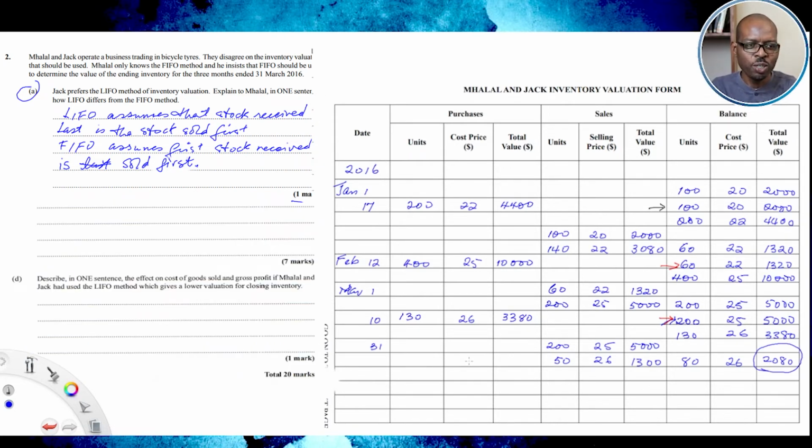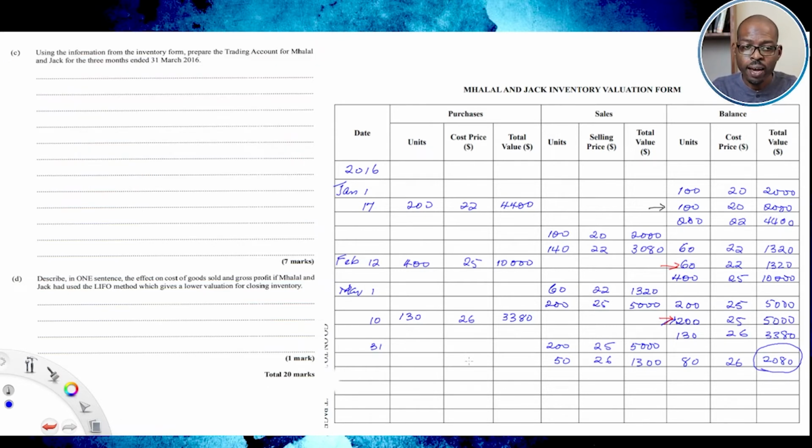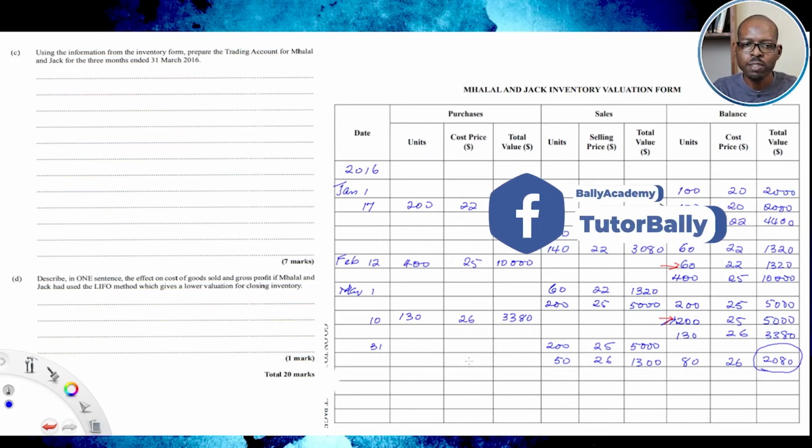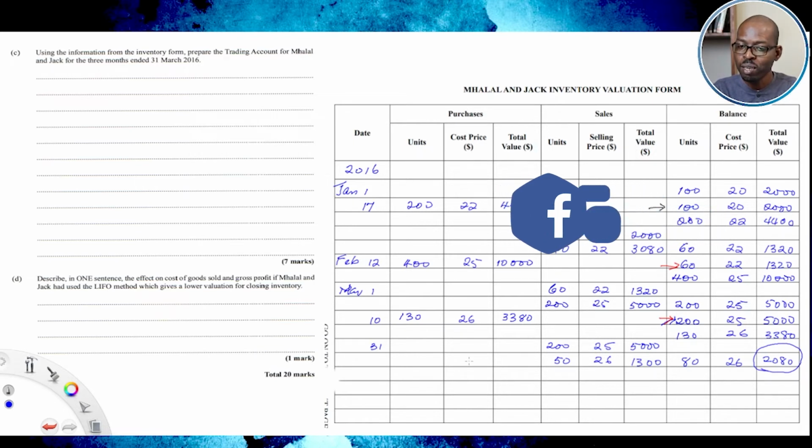Okay, so we're looking at part C of that same question, and this is what it requires of us. Using the information from the inventory form, prepare the trading account for Mill Allen Jack for the 3 months ended 31st March 2016. So we're going to use this same inventory form, and we're going to prepare the trading account. Now, if you look back at the question from before, there are pieces of information or data from part B that we're going to pull into this question to answer it as well.